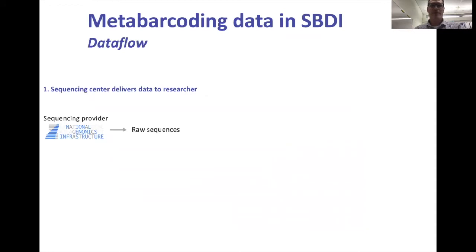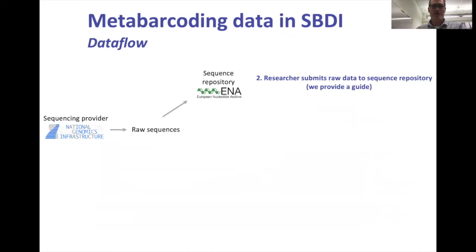And how do we then handle this type of data in SBDI? So this will show you the data flow. First, the investigator gets sequences from his or her samples. These are usually provided by a sequencing center like the National Genomics Infrastructure at SciLifeLab, for example. And then these raw sequences that are delivered should be deposited in a sequence repository such as the ENA. And we provide you with a pretty detailed guide for how to do this. So Maria will explain this later.